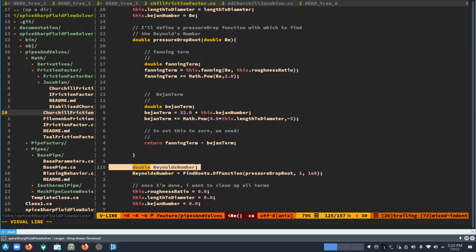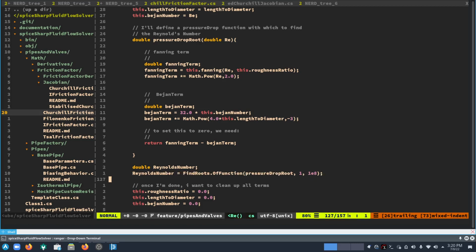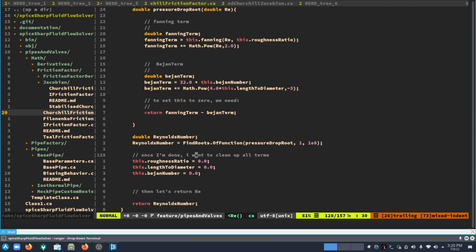So the Reynolds number is here. I will try to find the roots of this equation right here, which is find roots of the function pressure drop root between Reynolds number 1 and Reynolds number 1 times 10 to the 8. And of course you see when the Reynolds number drops to 0, I cannot really do anything. So that's what we are kind of stuck with, but we'll just live with that for the time being.